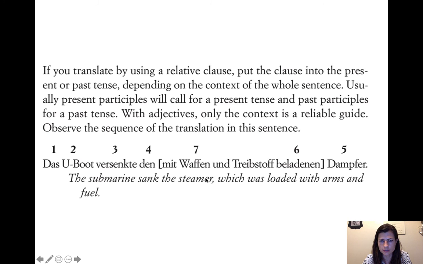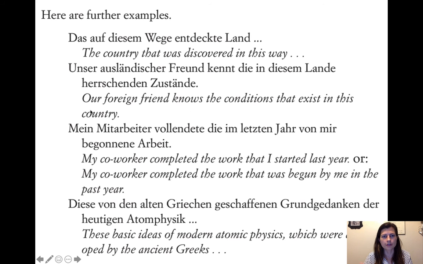So Dampfer, steamer, and then these don't count because they weren't there already. And then the next one, loaded. And then with arms and fuel, this is all one prepositional phrase. So number 7, the last one, is that prepositional phrase that we say at the end. Yeah. So here are further examples.